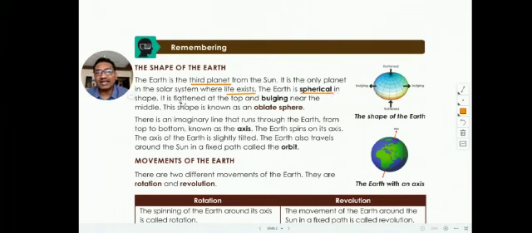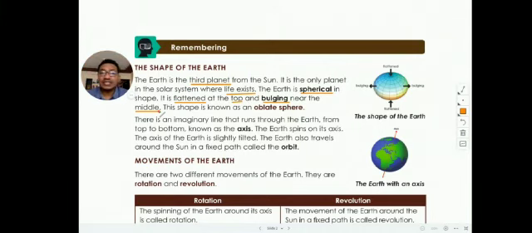It is flattened at the top and bulging near the middle. See, let's consider this is Earth. The top and bottom are flat, and here it is bulging, bulging near the middle.